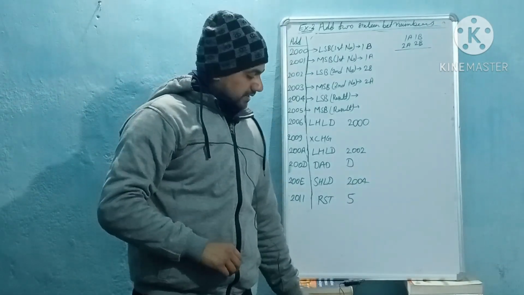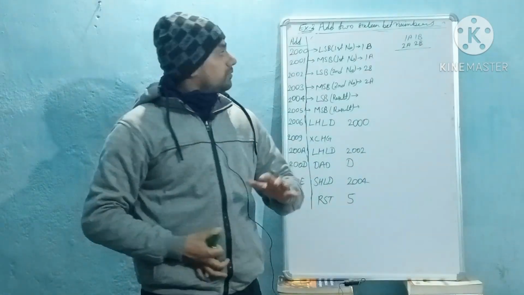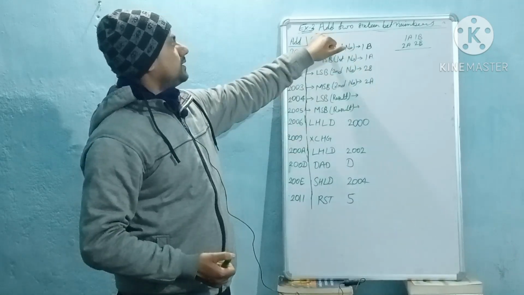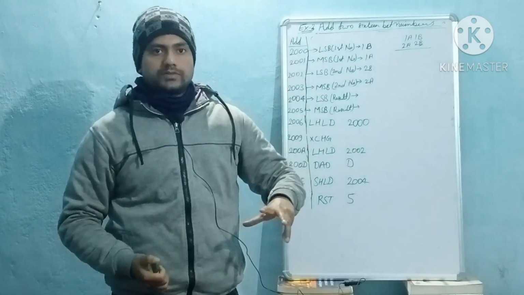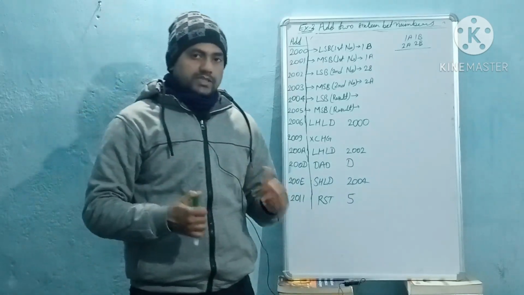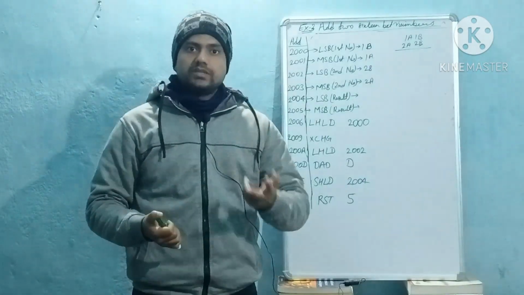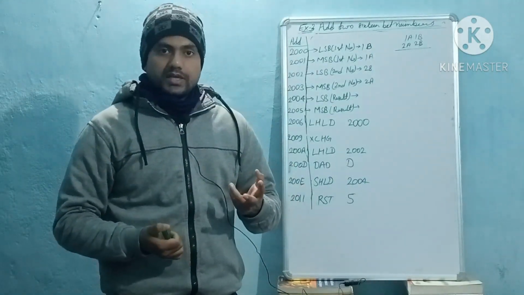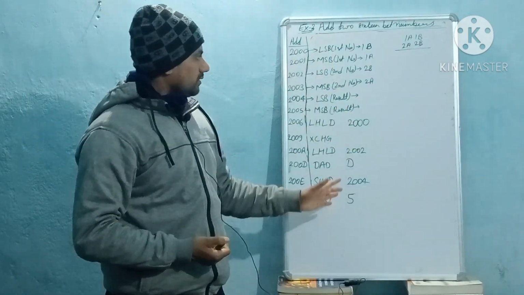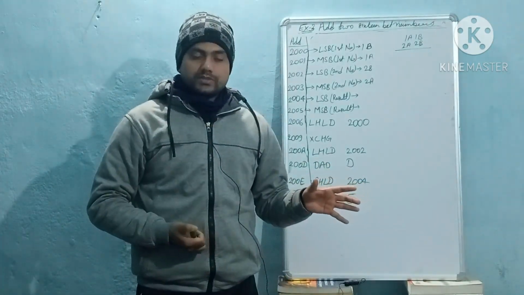So in this session, I will explain to you the program for the third experiment. Program for the third experiment, that is, add two 16-bit numbers. So how can we write an assembly language program or machine language program for adding two 16-bit numbers by using the 8085 microprocessor? Okay, so this one is a program for the 8085 microprocessor.